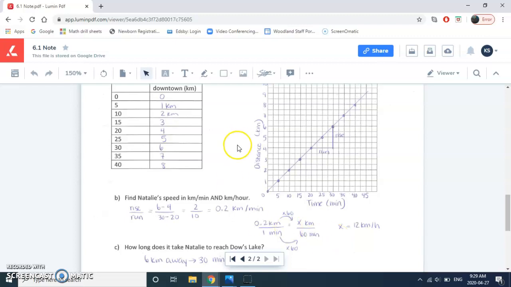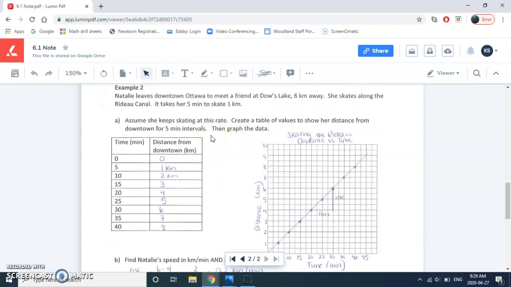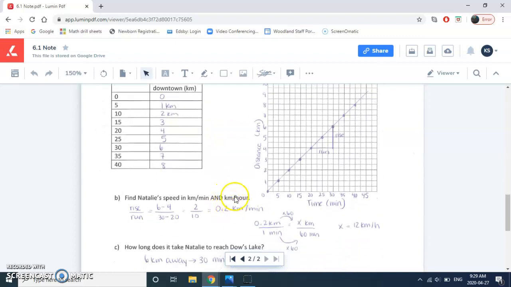So we want to find out, if we look in the question, per hour. Right now we have per minute. We need to bring that up to per hour. We know that there are 60 minutes in an hour. So we would take both of those and we're going to multiply both of them by 60. Okay, we need to make sure we're doing both of them. So 1 times 60 gives us 60, and 0.2 times 60 gives us 12.